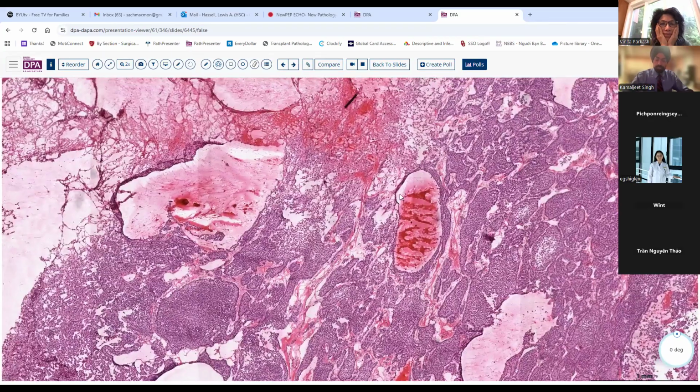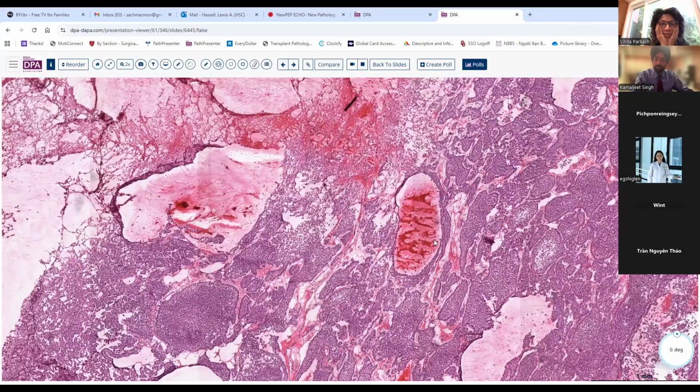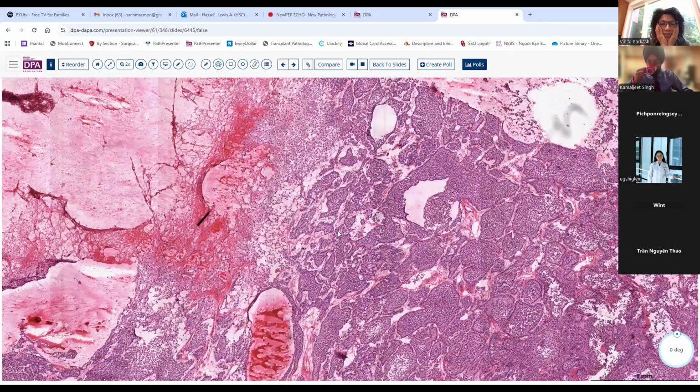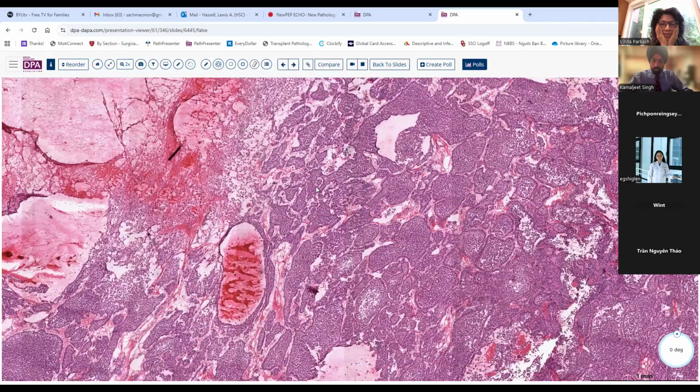It may or may not have thyroid elements in them, but could be seen as part of a teratoma or as a standalone tumor.